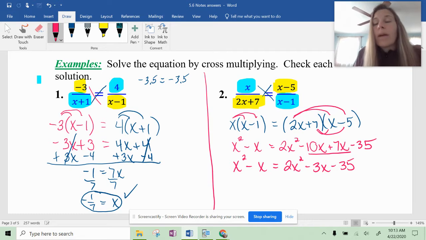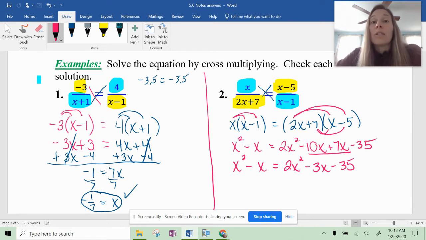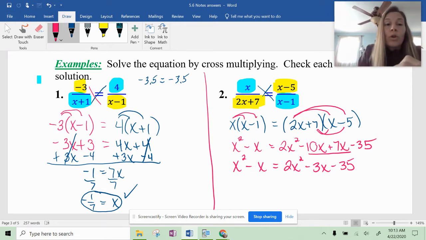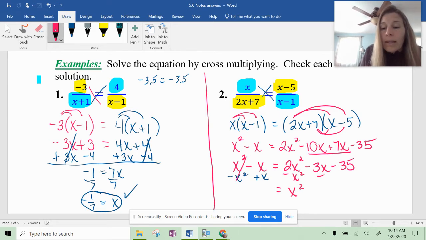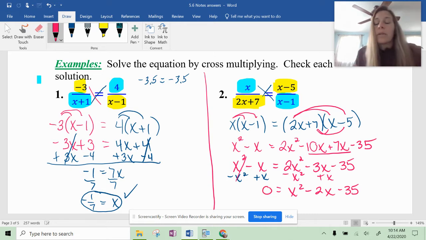Now, whenever you have an x squared and you're trying to solve the equation, you know that this is quadratic, so everything would have to go to one side, and you'd set it equal to 0 and use some of your quadratic strategies to solve it. So we're going to need to move over the x squared and the x using those inverse operations. So 2x squared minus x squared gives me x squared. Then when I add the x, negative 3x plus x is negative 2x, and then I still have that 35, and then that equals 0.